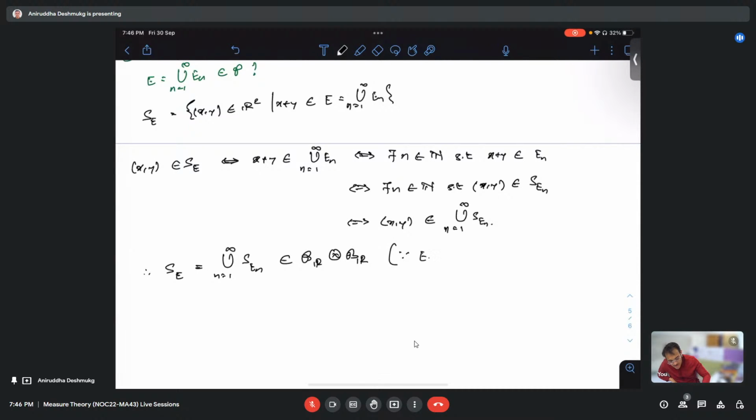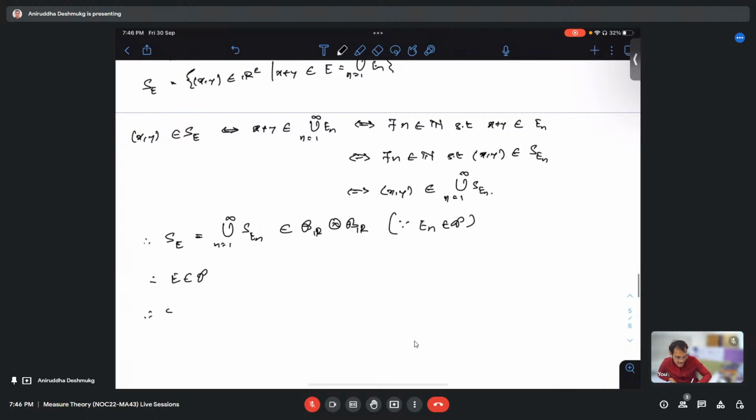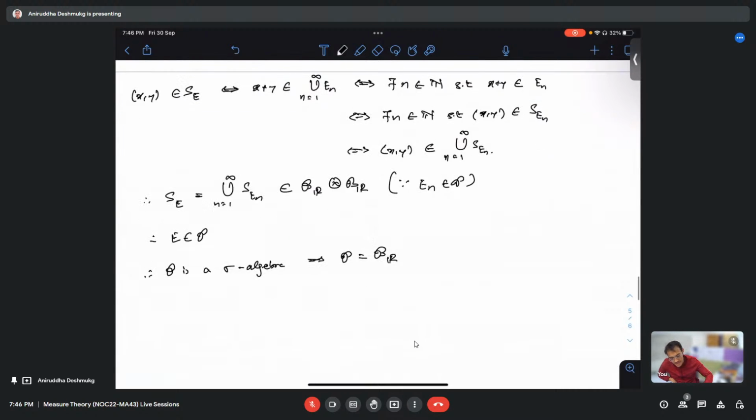Since all those E_n are inside P, therefore E is again inside P, and hence P is a sigma algebra, which would imply that P must be equal to B(R), because B(R) is the smallest sigma algebra containing all open intervals. P is a sigma algebra contained inside B(R), which contains all open intervals, so they must be equal.